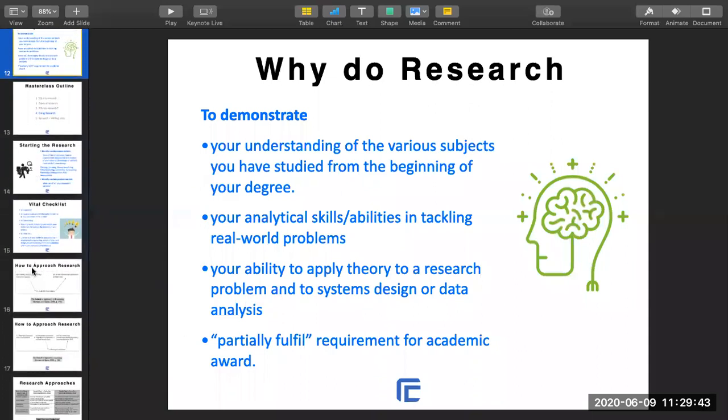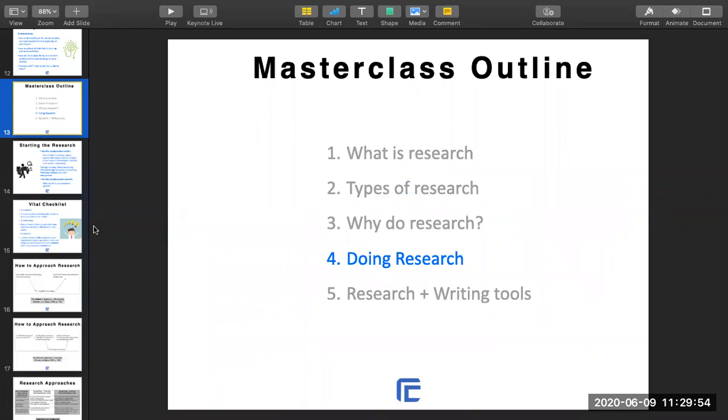And some do research for different things, for themselves, for their businesses, to understand their customers. There are different real world reasons. So how do we go about doing research?